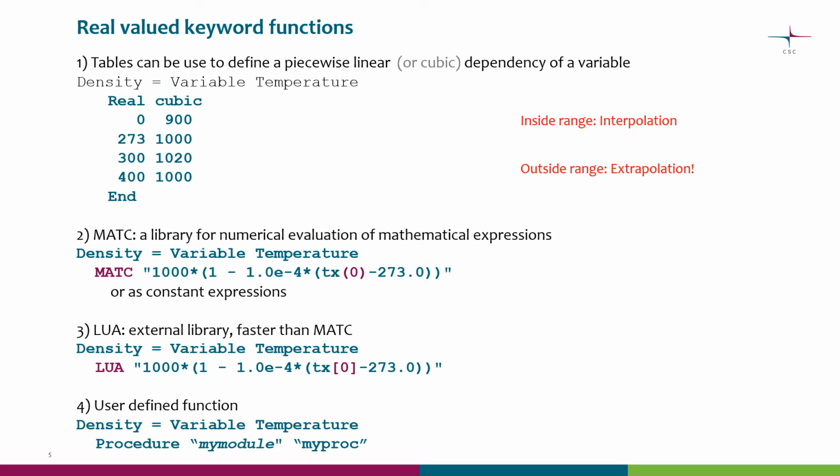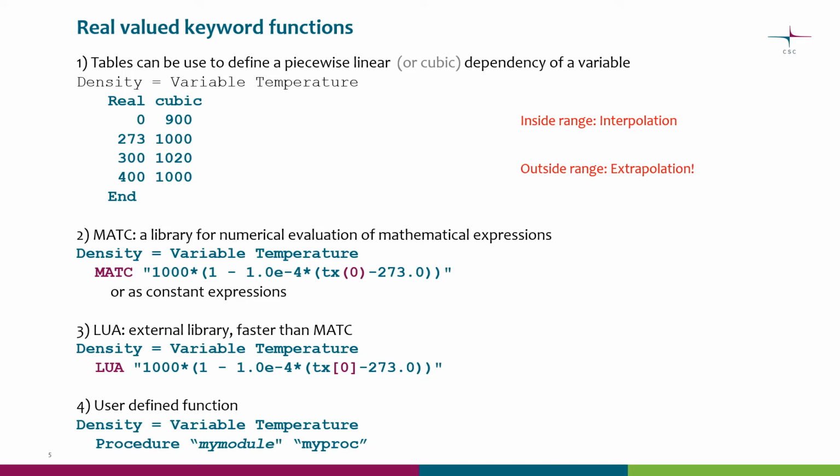The scripting languages take one or several field values, and the field value is cast to the tx variable. So always, for instance, here the temperature becomes tx. If we have more variables, then the tx may become a vector, but always it is a tx.